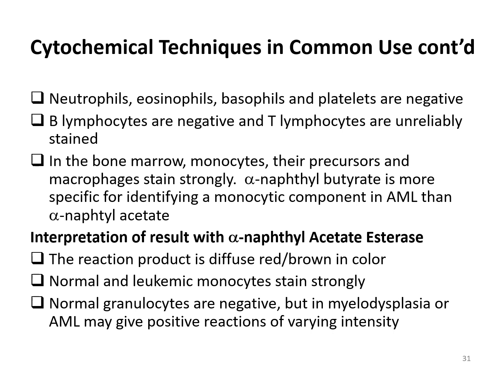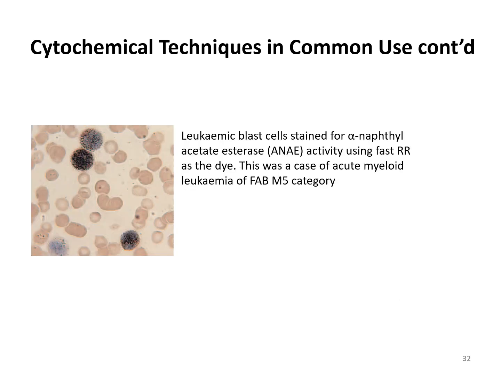The results if you use the other esterase, alpha-naphthyl acetate: we expect to see diffuse instead of granular staining. The color is red or brown, and normal and leukemic monocytes stain strongly. Normal granulocytes are negative, but in certain conditions like myelodysplasia or AML, you may encounter some positive reactions.